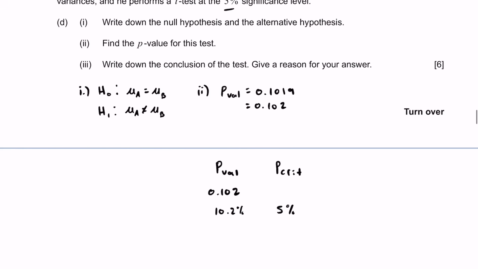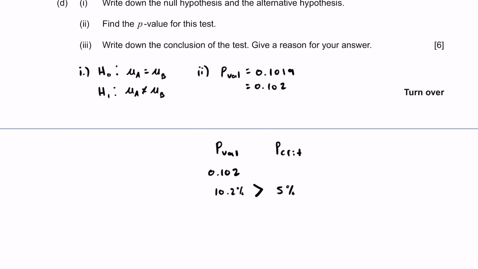So what do we know? We know our p-value is greater than the significance level. So in this case, we accept the null hypothesis, or more properly, we say we fail to reject the null hypothesis. There's not enough evidence for us to reject the null hypothesis.